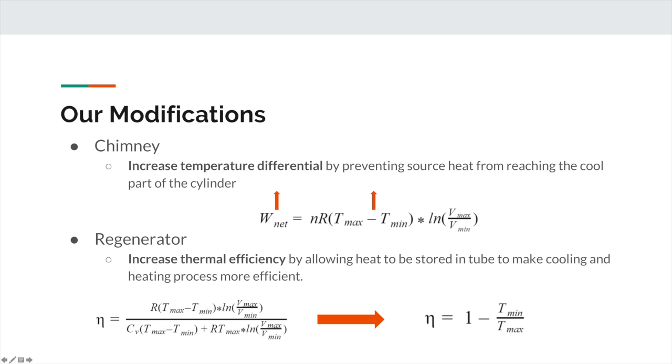Using these equations, one can see the direct effects the chimney and regenerator would have on our system. The chimney would increase the temperature differential by creating a stack effect that would draw oxygen up and through the chimney, increasing the size of the flame and the heat output, while also preventing the hot air from reaching the cold part of the cylinder. The regenerator would act to increase the thermal efficiency and let us approach the limiting Carnot efficiency, as one can see on the right side of the screen.